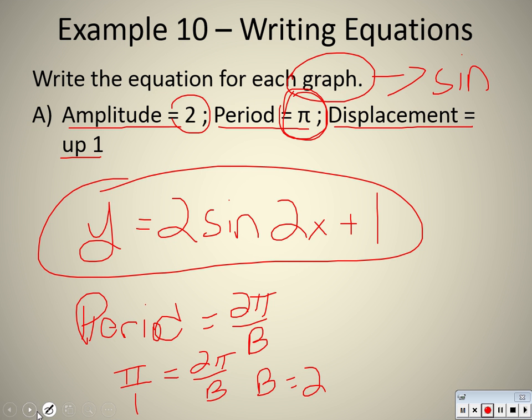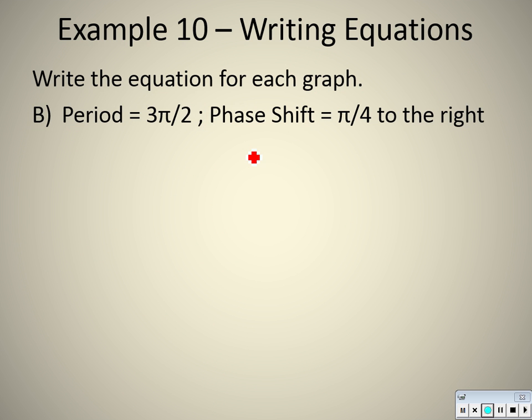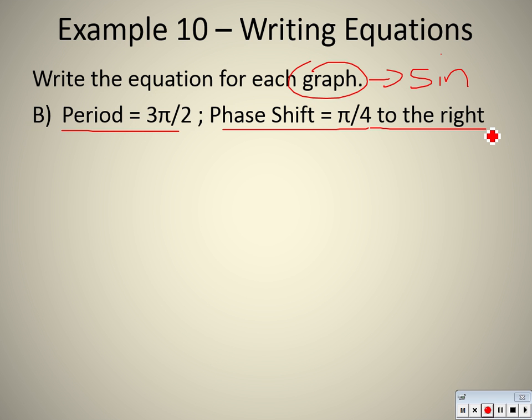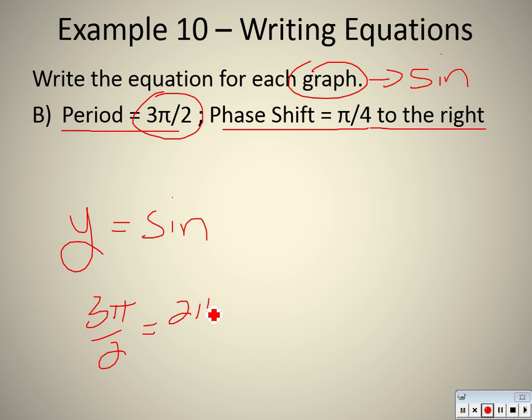For part B, I have, once again, a sine graph. We're just going to do this as a sine function. So I have a period that's 3 pi over 2, a phase shift of pi over 4 to the right. So with this here, I have y equals, and since the amplitude for this has not changed from the original, I can just put my sine in here. Now I have to put my b value in. So once again, I'm going to take this period, 3 pi over 2, and set it equal to 2 pi over b. And I'm going to solve this equation for b.